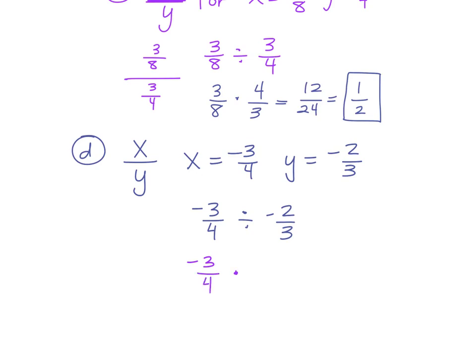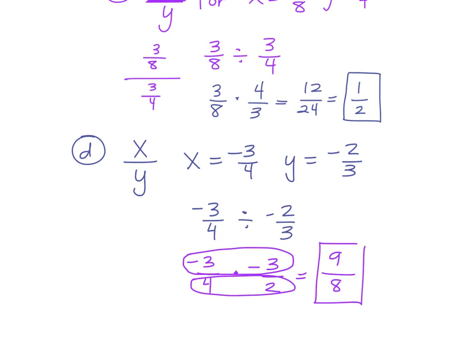Right, so -3/4 times, and then flip it over, -3 over 2. And like I said, you can put the negative on bottom or you can put it on top. Don't put it on both, okay? So when we multiply, -3 times -3 is a +9. 4 times 2 is 8. So your answer is 9/8.